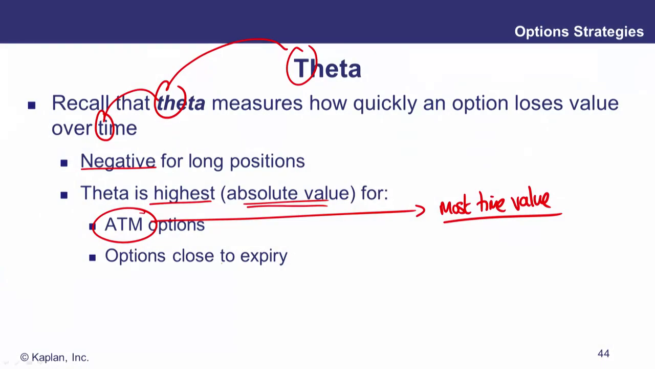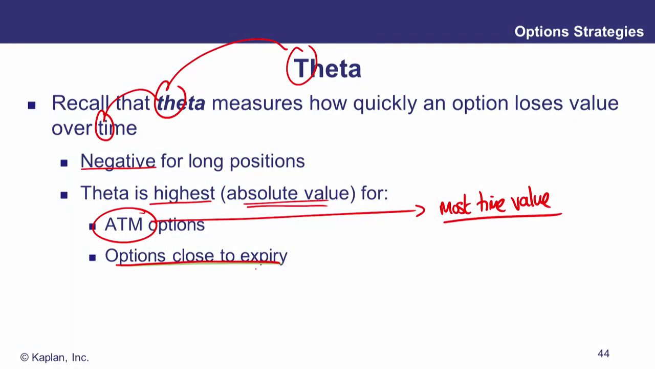Okay, so yes, at the money options will have the highest theta. They've got the most time value. And options close to expiry, generally speaking, options close to expiry versus a similar option, exactly the same option that's got a long way to go to expiry, they are going to have a higher theta. So this is a different, if you like, a different dimension to think about.